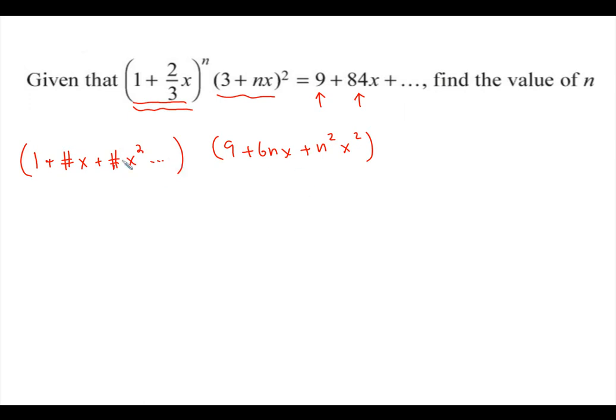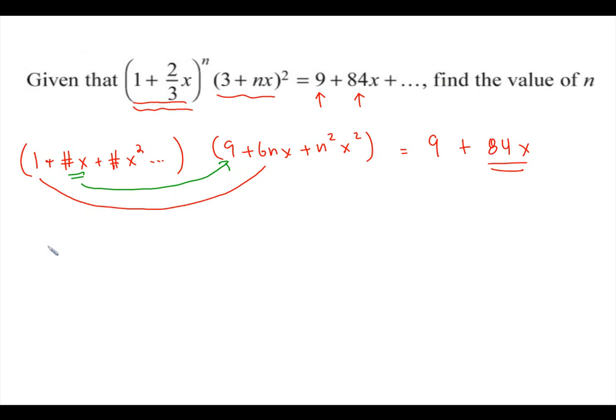So basically the idea is if I were to multiply all this out, I know that the first term would be 9 and the second term would be 84x. So let's use this 84x term right here. How would we get 84x? That means, how do we get something with an x? So let's think about it. To get something with an x, we would have to multiply 1 times this 6nx, or you multiply the term over here that has an x with the 9, correct?